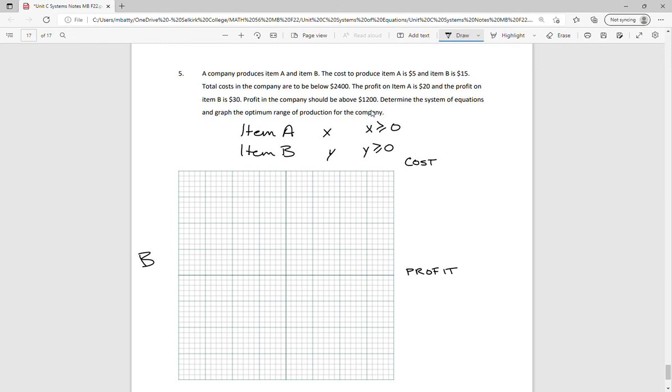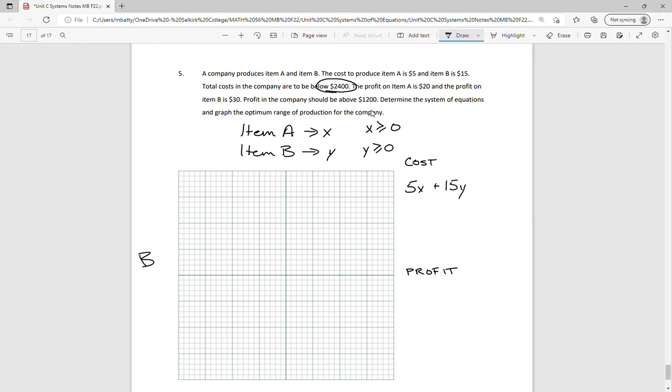The costs have to be below $2,400. So item A costs $5. So each item that you produce costs $5. And each item of B costs $15. I was going to do this with A's and B's, and I found that it was just actually easier to make it more like what we have been doing, into the X's and the Y's.